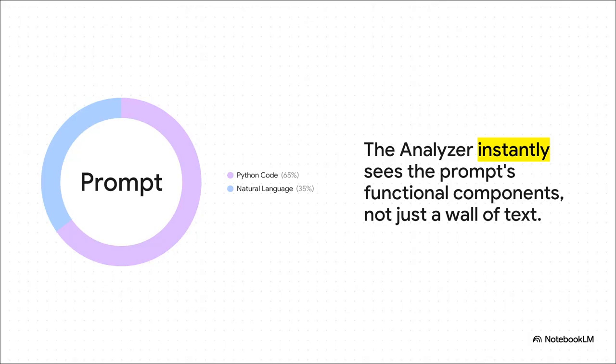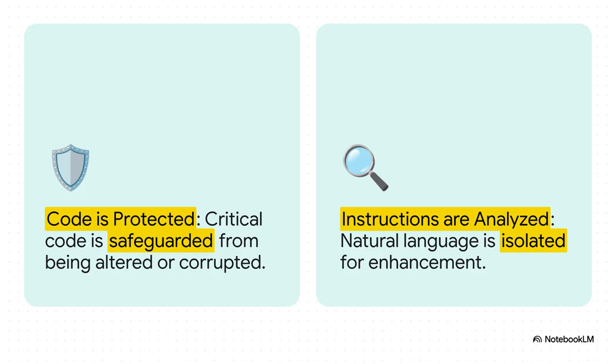So the second you hit submit, the analyzer sees your prompt like this. It instantly recognizes, okay, about 35% of this is just a normal natural language request, and the other 65%, that's a Python code block. It's not just seeing a big jumble of text, it's seeing separate, functional parts. And this right here is the absolute most critical step. Your code gets put under a shield, it's protected, it's totally safe from getting messed up or corrupted by accident. At the same time, your human instructions are put under a magnifying glass, right? They're isolated so they can be analyzed and made way, way better. This separation is the whole key to making this work.